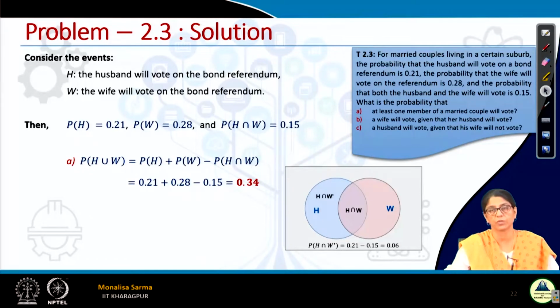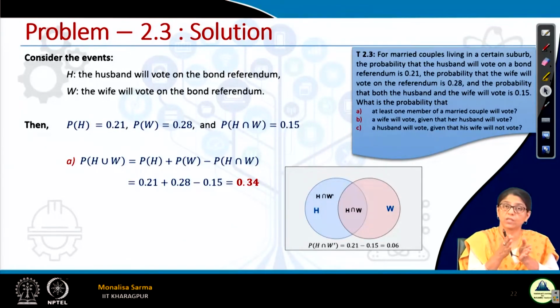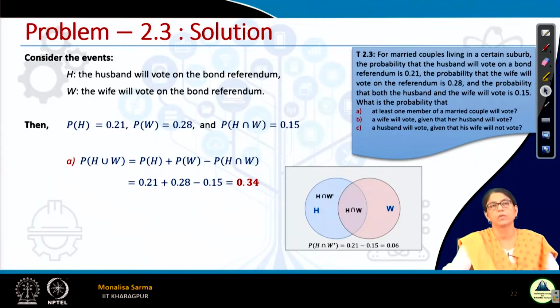We know the formula: probability of H plus probability of W, and we will have to subtract the H intersection W part. Remember why we have subtracted it? Because we have calculated that part twice. Once while we calculated it for H, we took that part. Again when we did it for W, we took that part. So we have taken that part twice, so we have to subtract it once. So H union W we will find by using this formula, right?